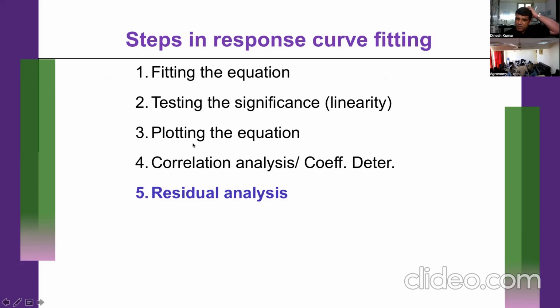Now, friends, I just recapitulate the things. I'm going slowly on this topic. First, we made the fitting equation. We have tested whether it was linear or not. And then if it was linear and significant, we made a chart or graph. And just now we have calculated R square and correlation coefficient. And we have done interpretation of the meaning of correlation coefficient and coefficient of determination. And finally, the last or fifth step is residual analysis.